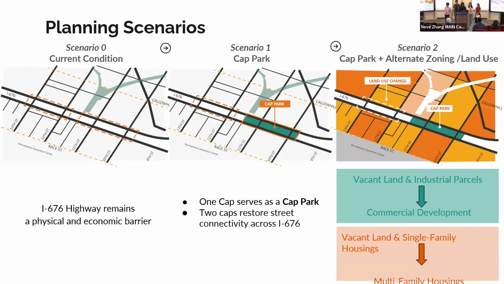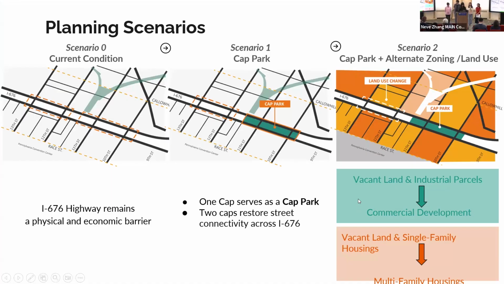So to explore the future possibilities, we modeled scenario 2, building on the cap structure by changing zoning and land use. We convert part of vacant land, industrial parcels and single-family housing into either multifamily housing or commercial mixed-use properties. The goal here is to increase overall population density, expand affordable housing supply, strengthen commercial functions, and activate underutilized land parcels on both sides. While price patterns remain uneven in our scenarios, these scenarios do reduce some of the long-term effects the highway currently has on property value and development opportunity.